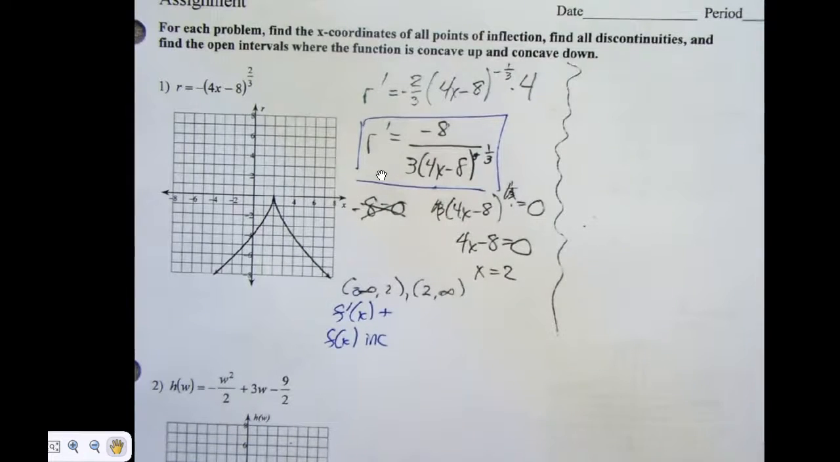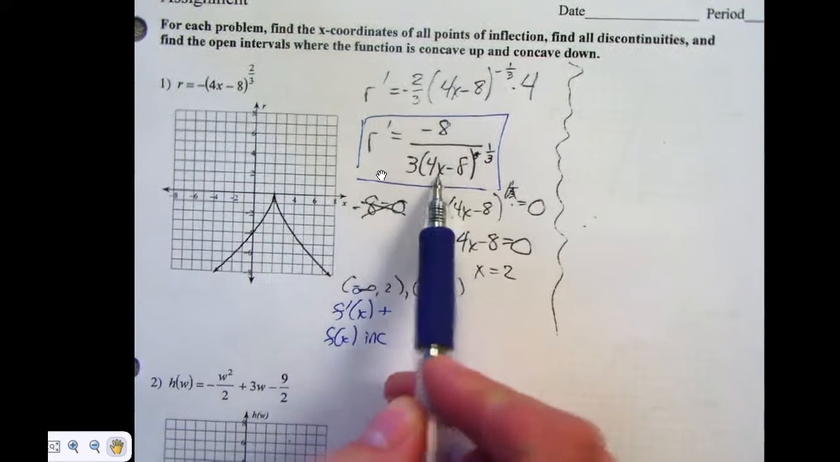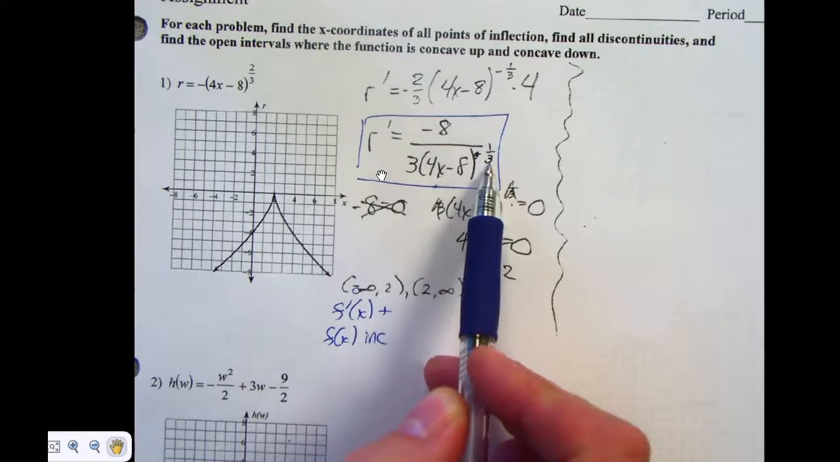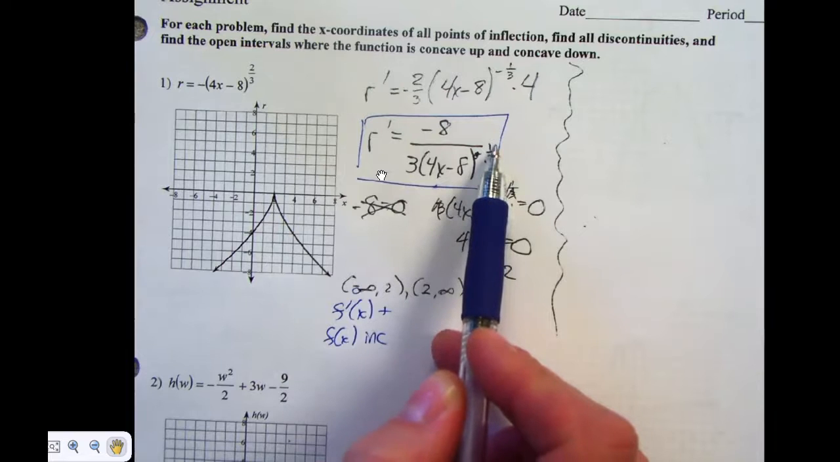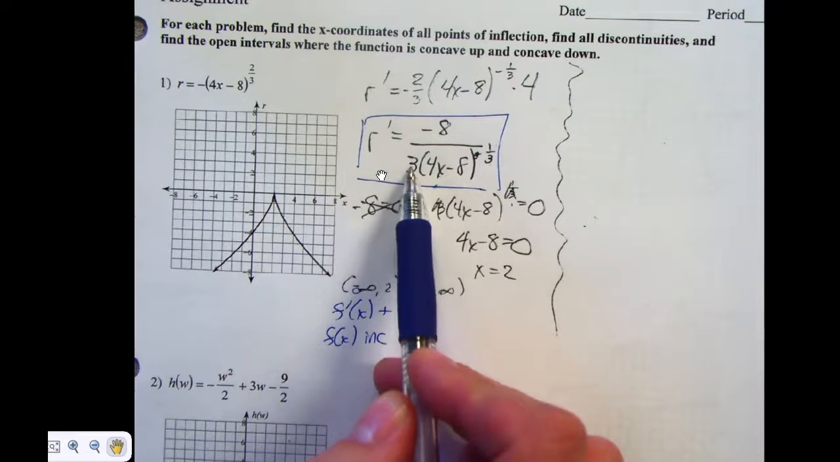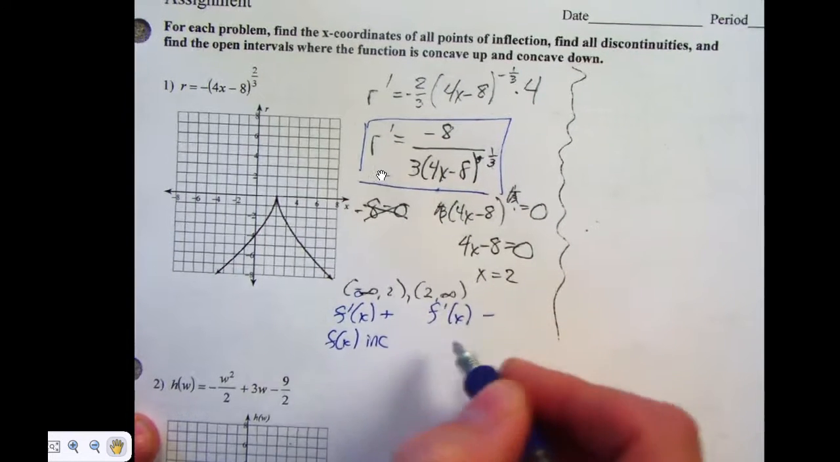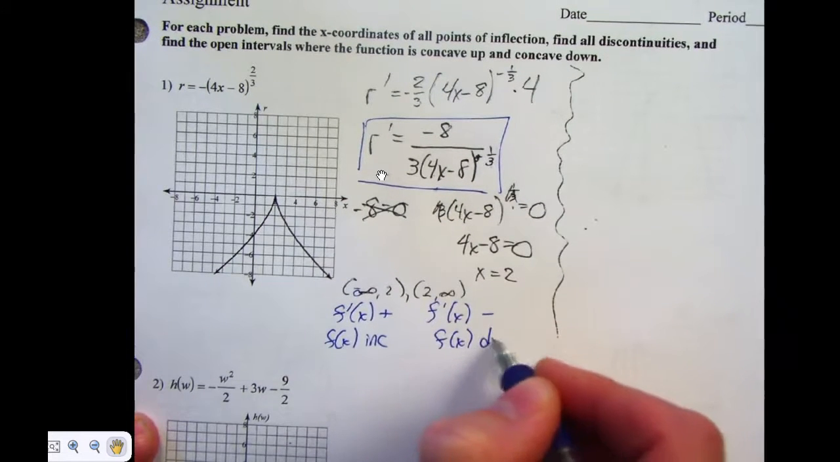Do the same thing with, let's say, 10. 4 times 10 minus 8, that's a positive number, right? Third root of a positive number? Still positive, to the first power, still positive, times 3, still positive. Negative divided by a positive. So the derivative is negative, which means f of x is decreasing.